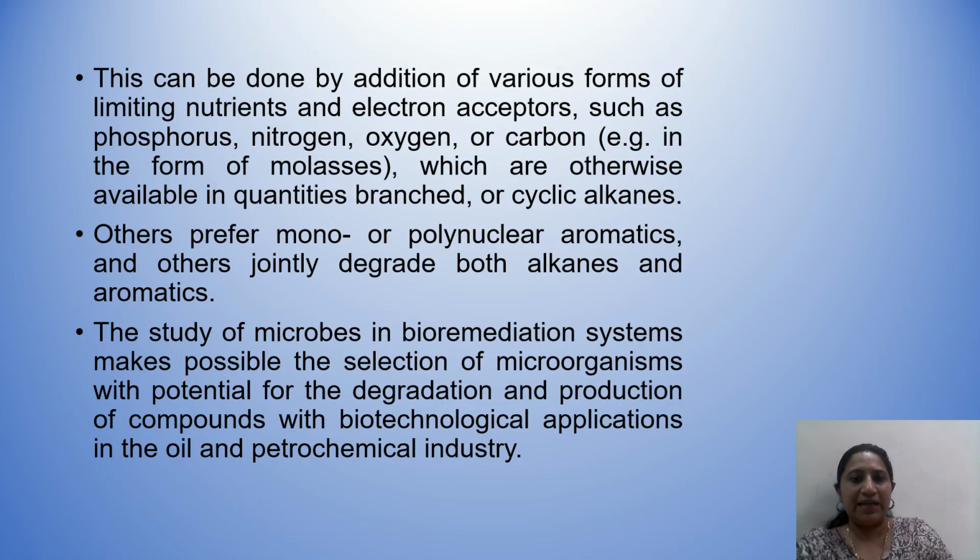This can be done by addition of various forms of limiting nutrients and electron acceptors such as phosphorus, nitrogen, oxygen, or carbon. These can be added in the form of molasses also, which are otherwise available in small quantities, and they might be branched or cyclic alkanes. Other preferred molecules are mono or polynuclear aromatics and other jointly degrade both alkanes and aromatics.